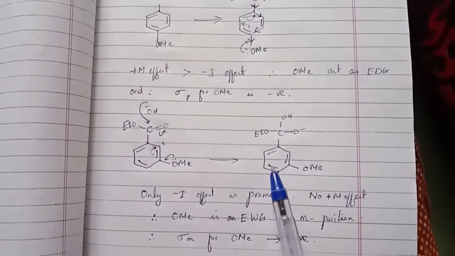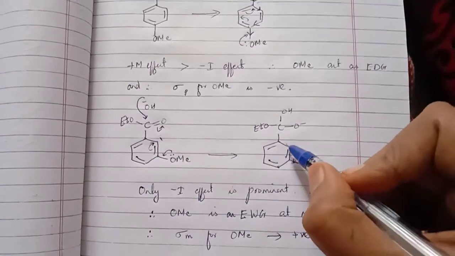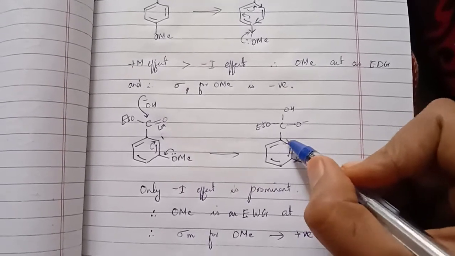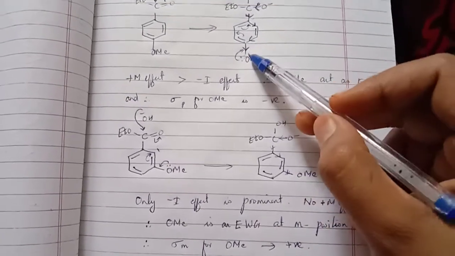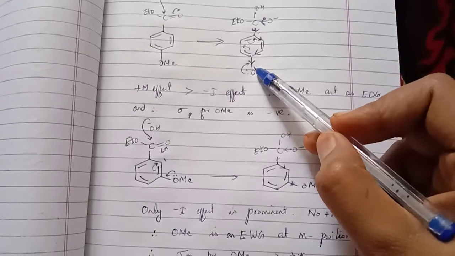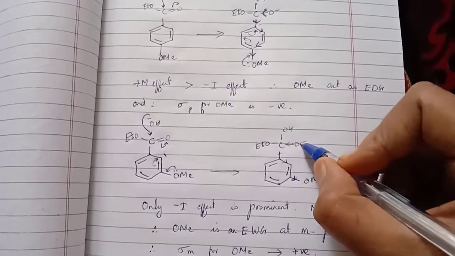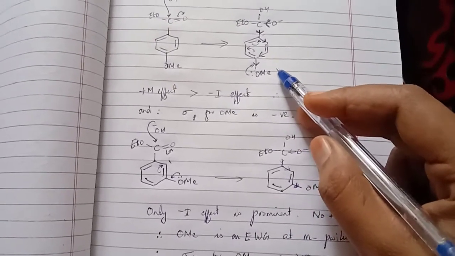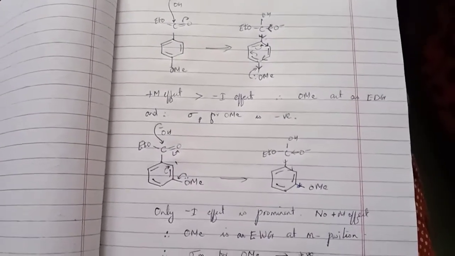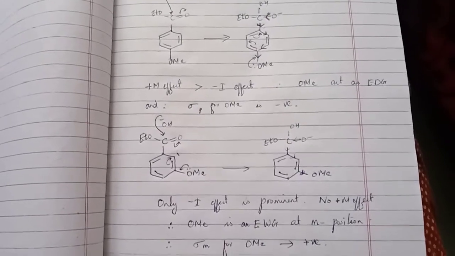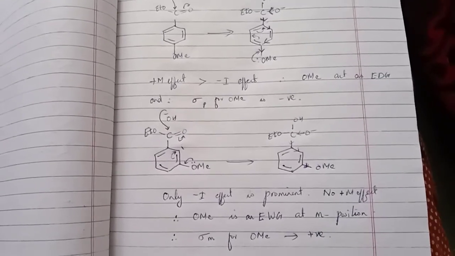Then the minus I effect. Minus I effect means it will pull like this. Here also we can show, here also, here also, like this. It is more close to oxygen than in the case of para substitution. For meta substitution, the OMe group is more close to the oxygen atom, the O minus, than in the case of para substitution. So here the minus I effect is more prominent than the plus M effect. So minus I effect is greater than the plus M effect here. That means OMe at meta position will act as an electron withdrawing group.